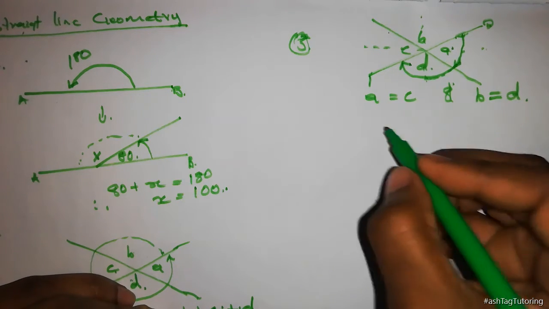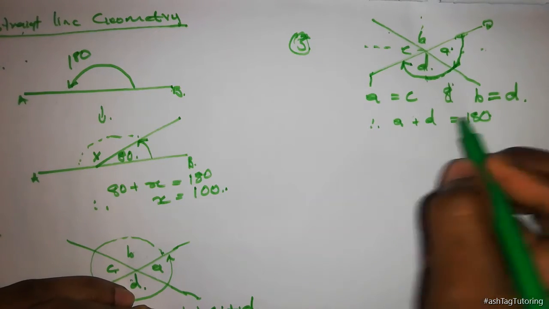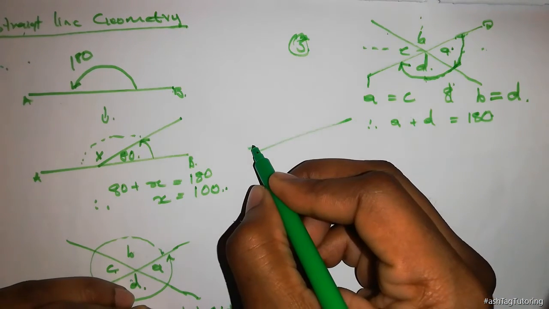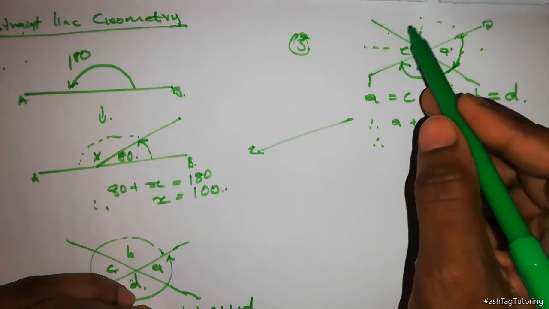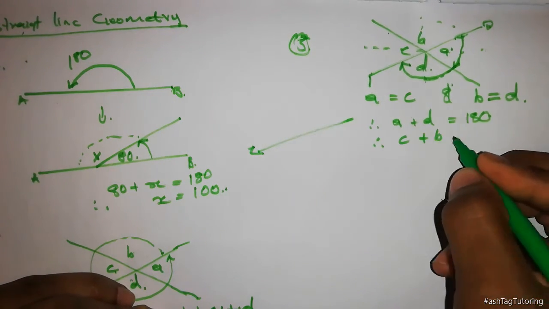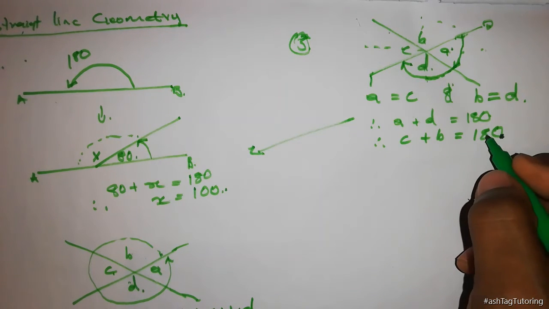Okay, so if you have line 1, 2, and with angles A and D, again, if you check rule number 1, A plus D must always add up to 180. Same goes for angle C and angle B. When you add them both together, you are going to get 180.